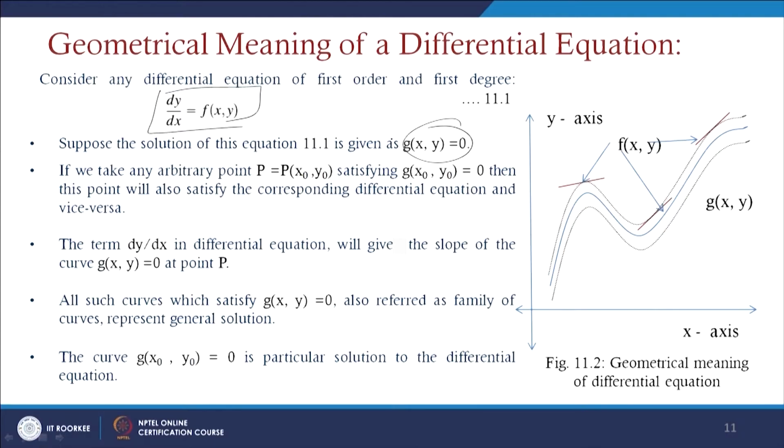Since this differential equation involves both x and y terms, the solution will also include both variables, x and y. If we take any arbitrary point P of x0, y0 satisfying g of x0, y0 equals 0, then the point will also satisfy the corresponding differential equation and vice versa. The term dy by dx in the differential equation gives the slope or tangent of the curve g of x, y equals 0 at the point P.